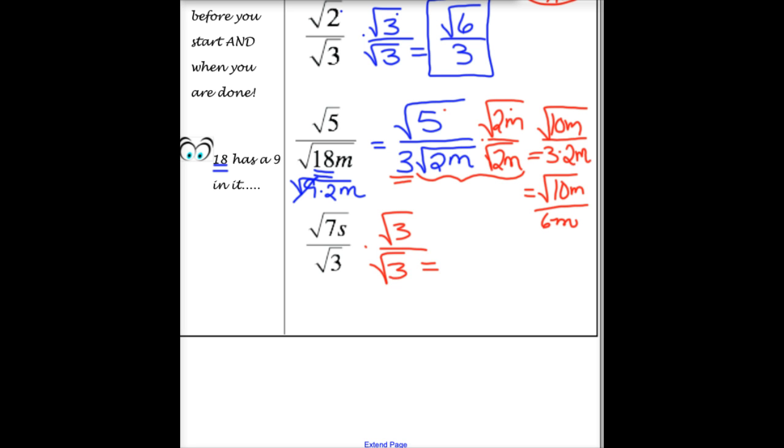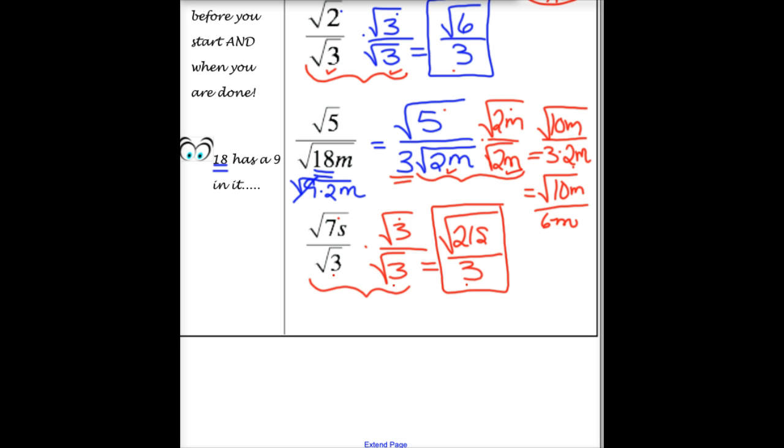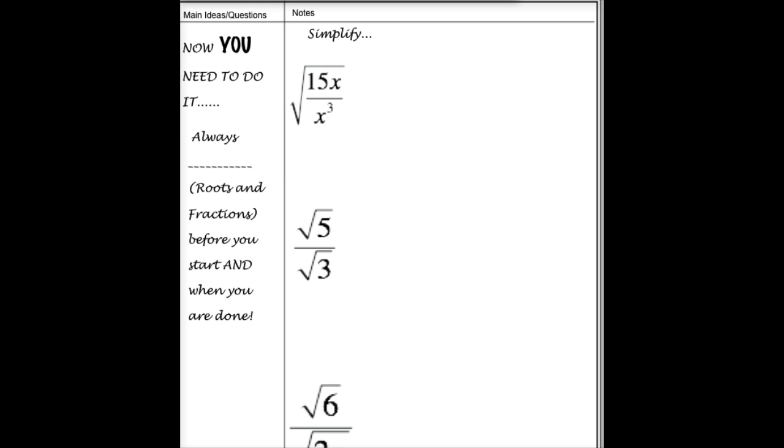I head straight across. 7 times 3 is 21. S still hiding in there also. On the bottom, root 3 times root 3 is root 3 squared, which is just 3. This double root thing going here always gets rid of it. Look here, root 3 is 3. Root 2m is just 2m. Root 3 is just 3. Can you cancel? No. 1 in, 1 out. And we are just about done here.